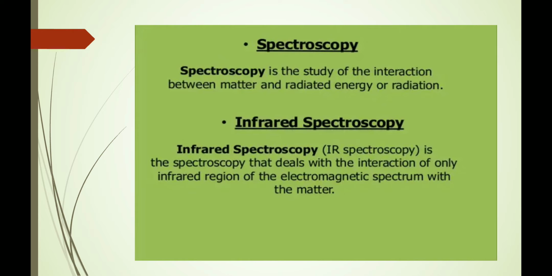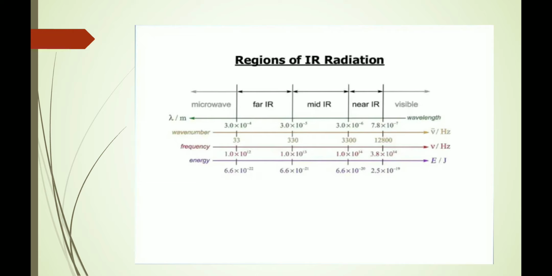Now, spectroscopy. Spectroscopy is the study of the interaction between matter and radiated energy or radiation. Infrared spectroscopy, that is IR spectroscopy, is the spectroscopy that deals with the interaction of only the infrared region of the electromagnetic spectrum with matter. Here are the regions of IR radiation: microwave, far IR, mid IR, near IR, and visible. Here we see wave number, frequency, and energy.